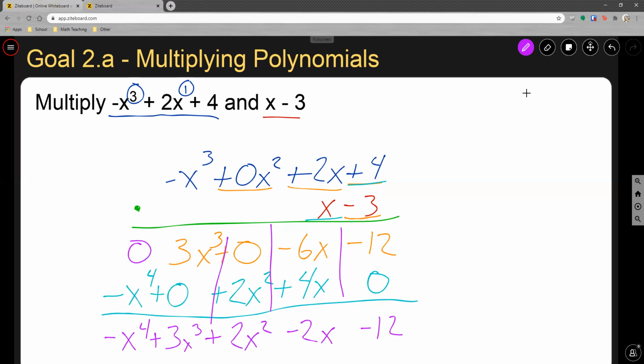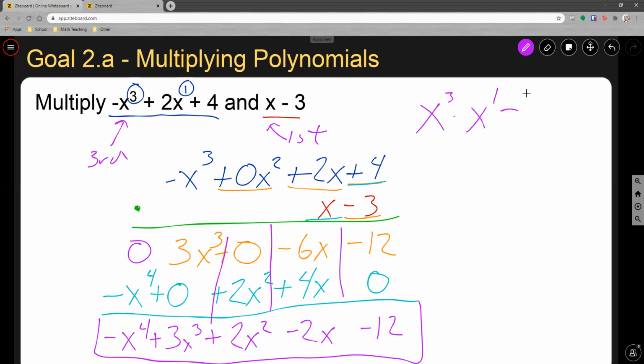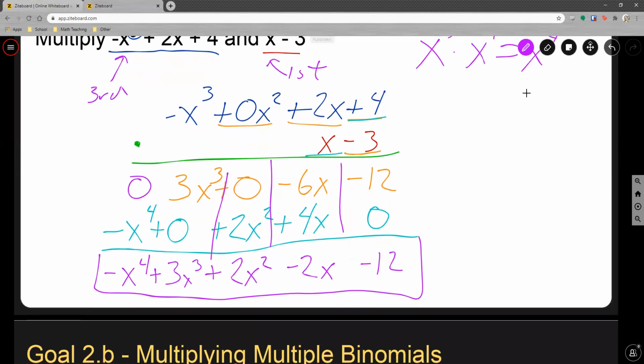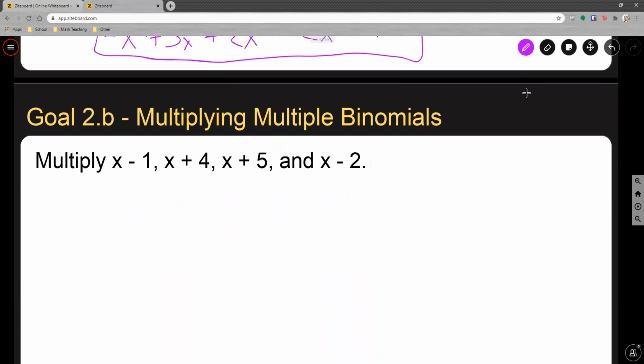So when I'm done multiplying now, I've got my product, which is this 4th degree polynomial, which makes sense. I'm multiplying a 3rd degree polynomial and a 1st degree polynomial. And when you multiply powers, x to the third times x to the first is going to equal x to the fourth. So it makes sense that we have a 4th degree polynomial now. All right, let's go ahead and continue.